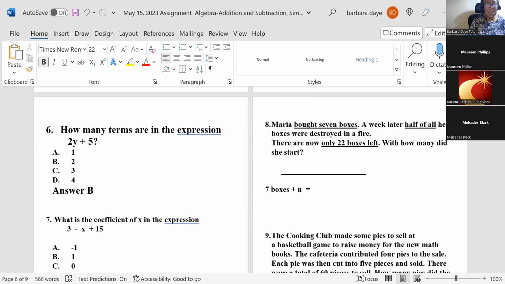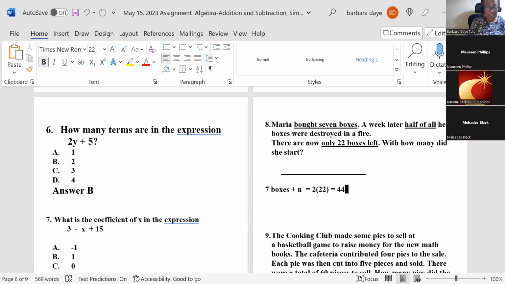Well, if half were destroyed and 22 left, that means this is 2 times 22. Right? Because if 22 boxes are left, and that's half, then half of what is 22? 2 times 22. 44. Right? Isn't that correct? If she has 22 left and half were destroyed, that means it was 44 boxes. Miss Barbara, yes. I'm sure I told you 44.